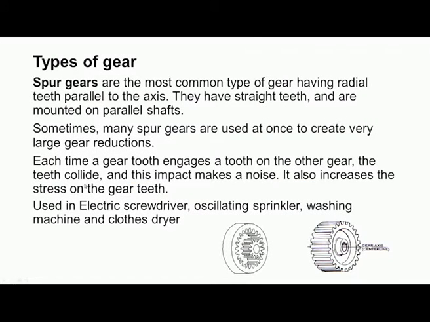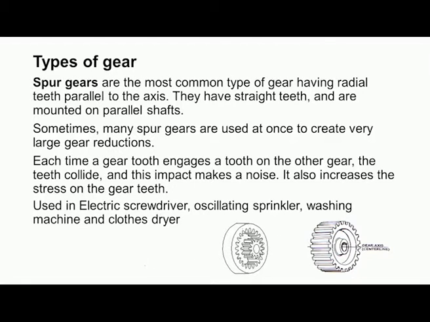Now, let us move to the various types of gears. Different gears are available. So, the first one is a spur gear. A very commonly used type of gear is the spur gear. It has radial teeth parallel to the axis. So, we have the gear axis, and the teeth are parallel to the gear axis, and the teeth are straight and are mounted on parallel shafts.